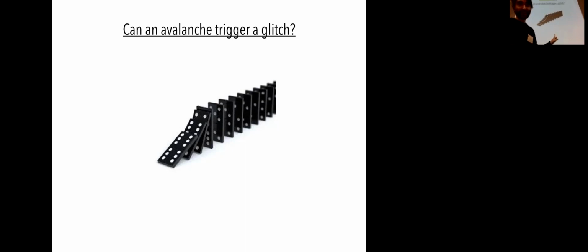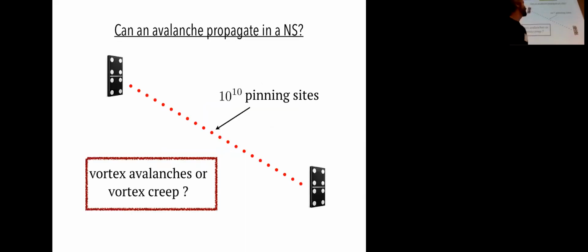And the other main issue I was saying is that in a neutron star, you are more in this situation. So you have a vortex over here, and then you have 4 to 10 to the 10 pinning sites, and then you have another vortex over there. So you might wonder whether this guy can ever get to that one without repinning somewhere here first. And so you would have some gradual creep rather than an avalanche.